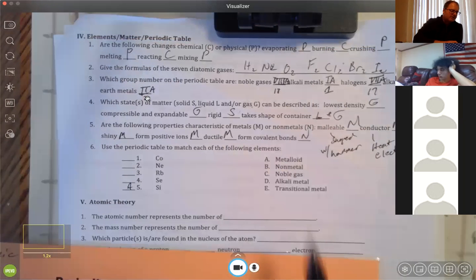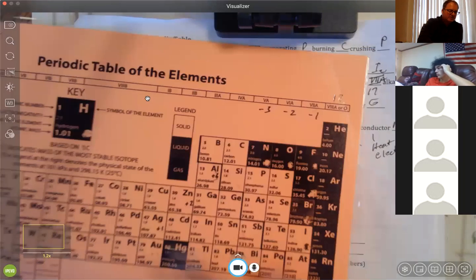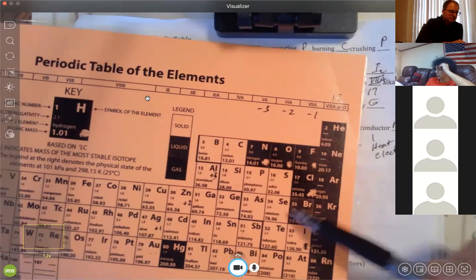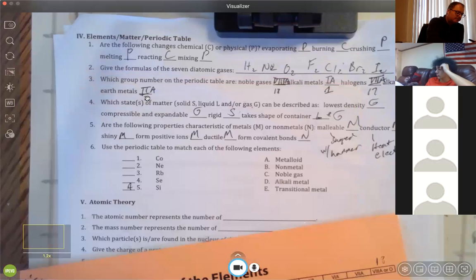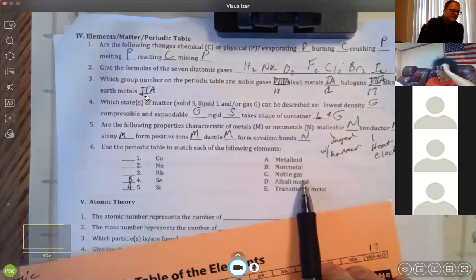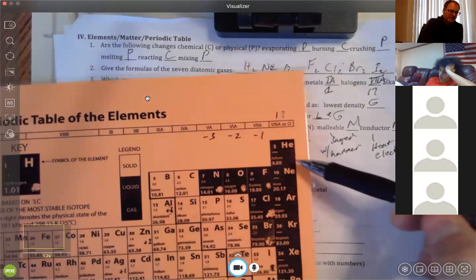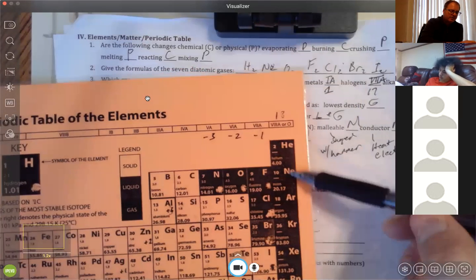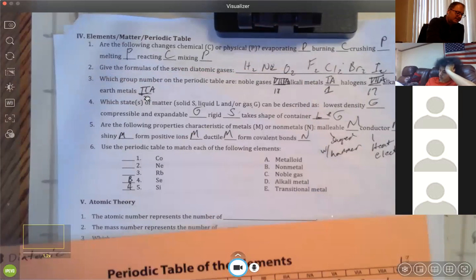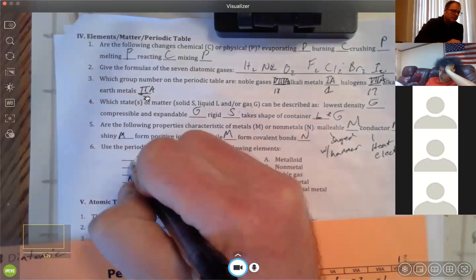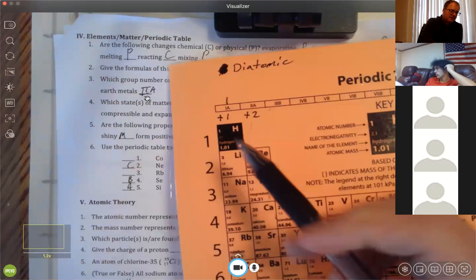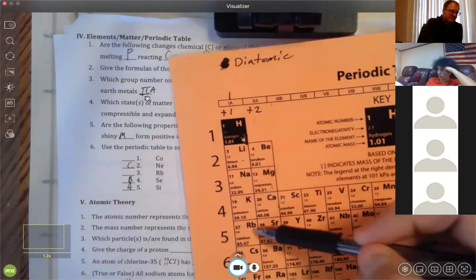Which one is a non-metal? It has to be up in this corner somewhere. Selenium. Selenium is a non-metal. Which one is a noble gas? It has to be in this group right here. Helium, neon, argon, krypton. Helium, neon right there. That is a noble gas. Which one is an alkali metal? It has to be here. Lithium, sodium, potassium, rubidium, cesium, francium.